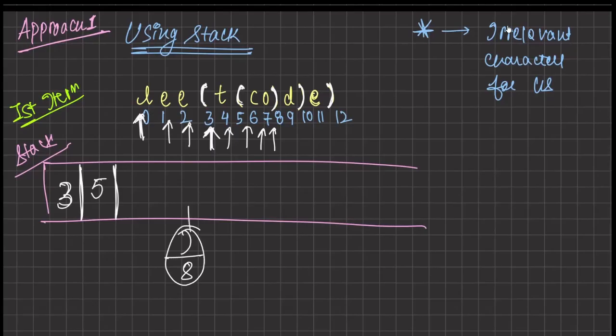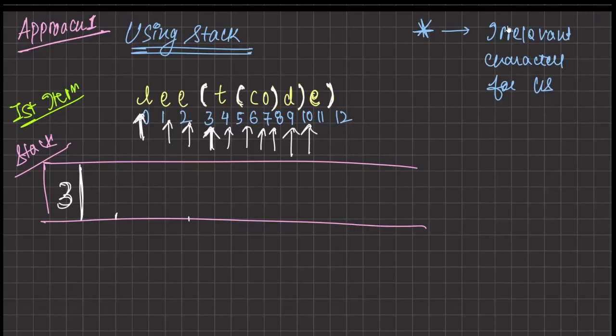Now we will check, is there any opening parenthesis in the stack? The stack will help us to determine that there is an opening parenthesis with us, right? At the 5th index. So we can say that the 8th index is completing the 5th index. Why? Because this is a closing, this is an opening. We are just completing this here. So what you have to do is just remove this 5th index for now and go ahead, right?